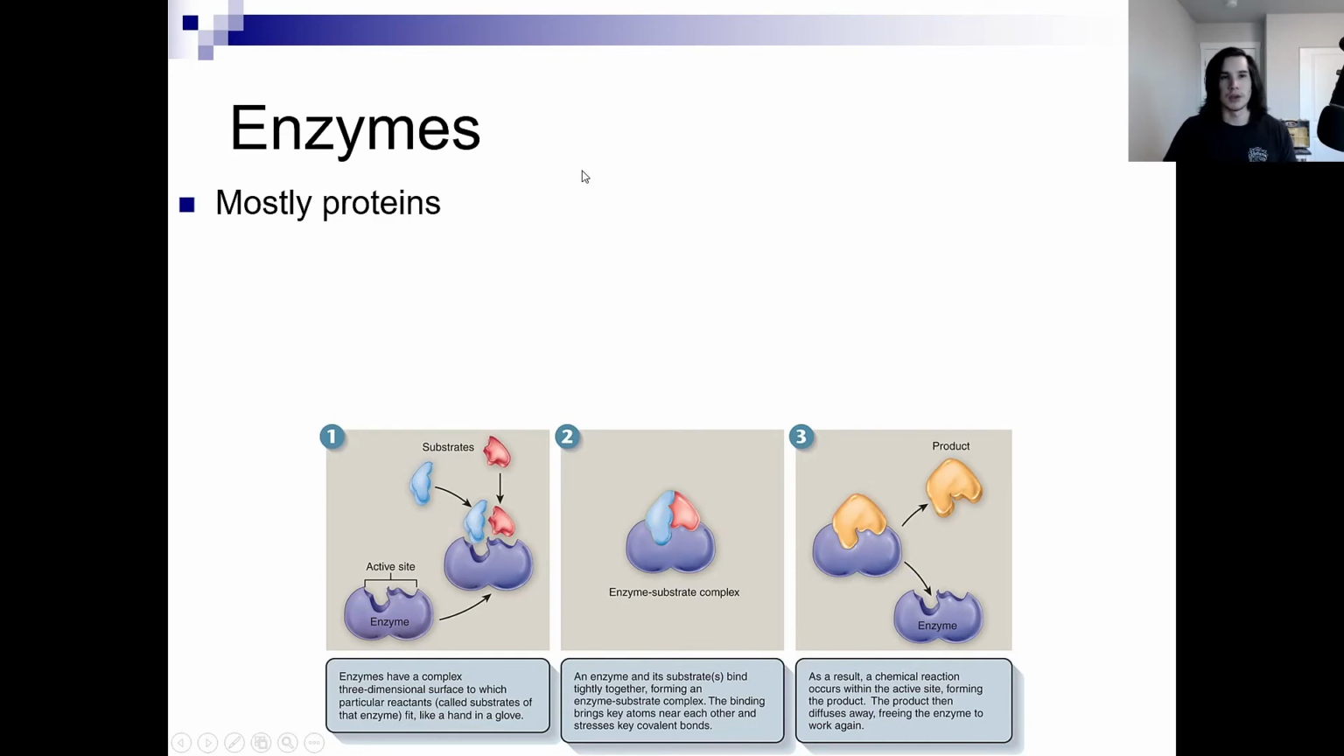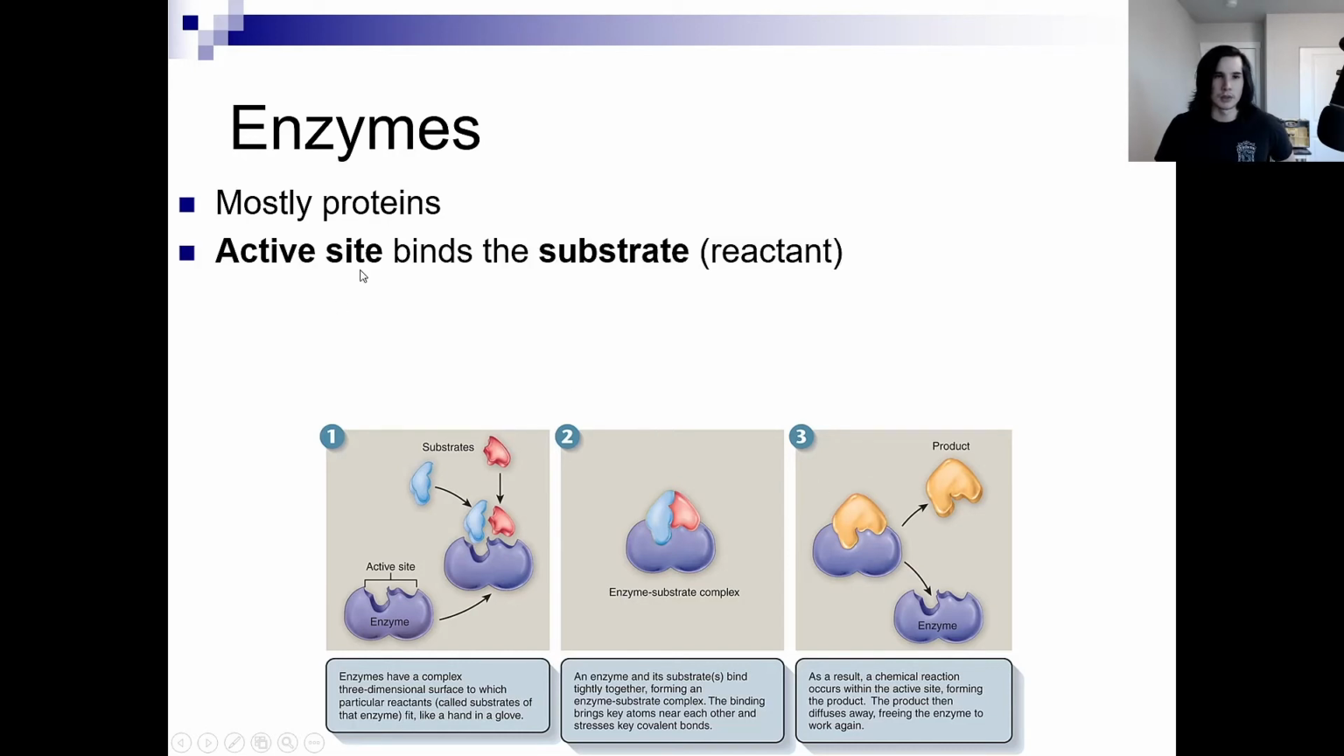Okay, so enzymes are mostly proteins. And so this looks like an enzyme that is combining two different things to make one bigger thing. Your active site is where the substrate will bind. So your substrate, let's just say, what are two things that we would want to combine? Let's say glucose and fructose to make sucrose. So we want to make sucrose.